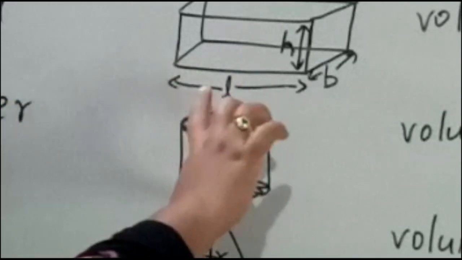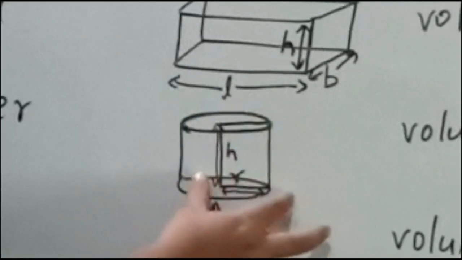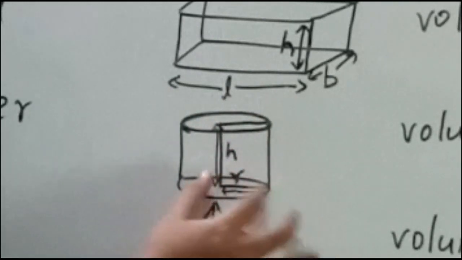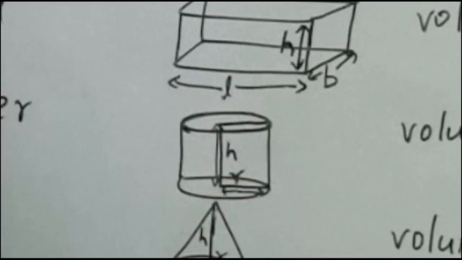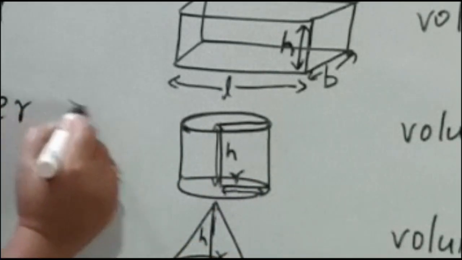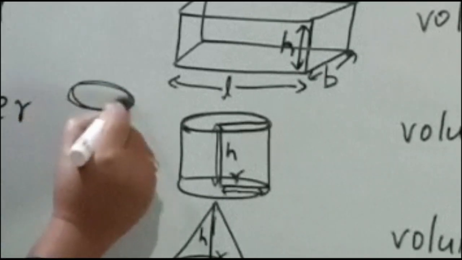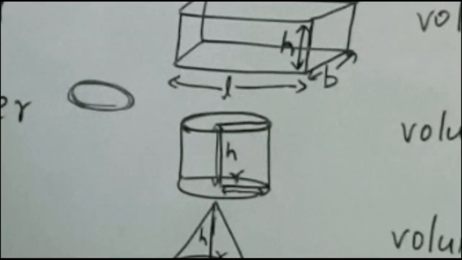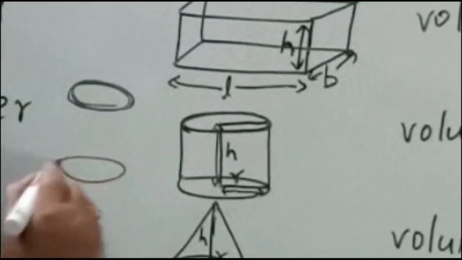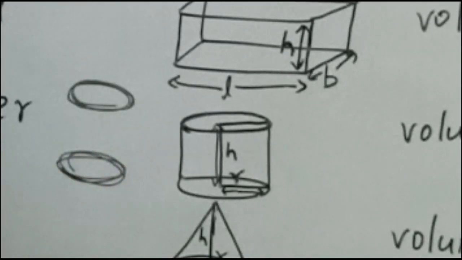Next, the cylinder. This is called height of cylinder. This is radius of cylinder. Radius means from the center point. In a cylinder, you see, the up surface will be a circular surface, and the bottom surface is also a circular surface. Up one circular surface, down also a circular surface.